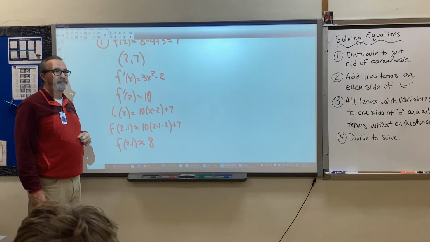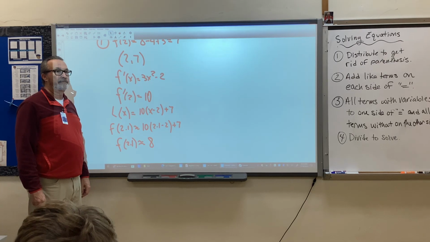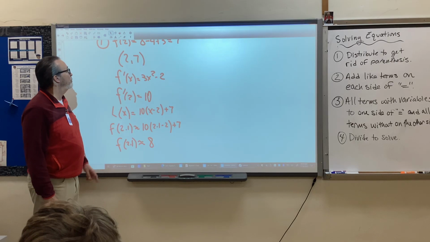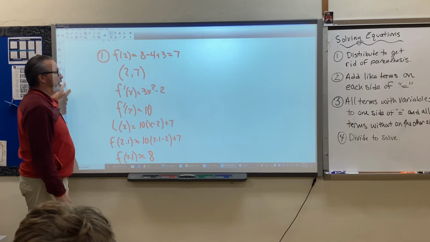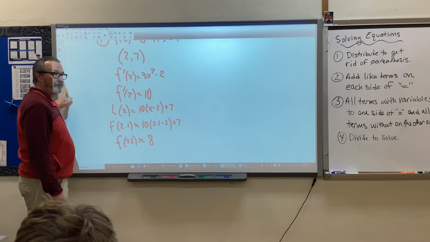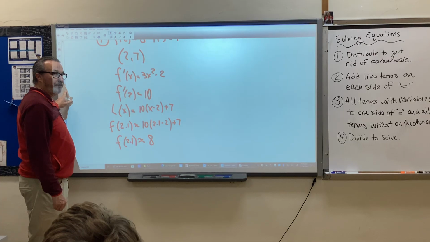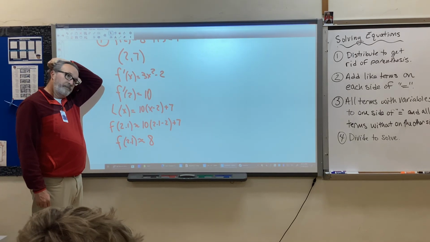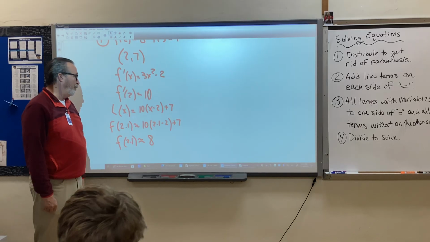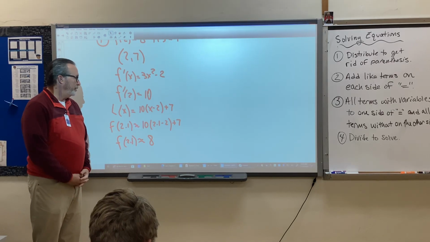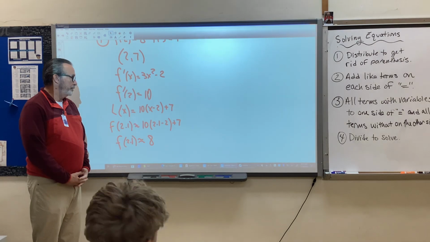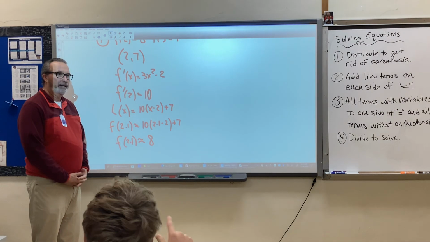Yes? The book wanted you to find the linearization and then compare it to f. Oh, so plug 2.1 into f, what did you get? 8.061, and then for the L, the one that you just made, I got 8.1. 8.1? Yeah. What the heck? Why?